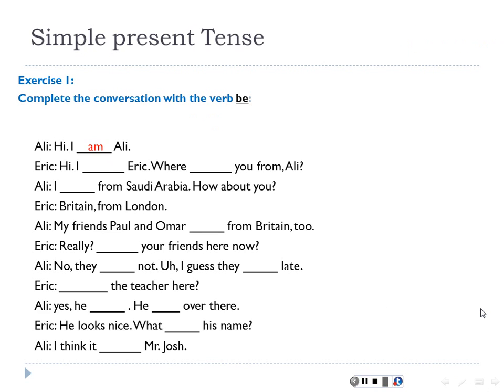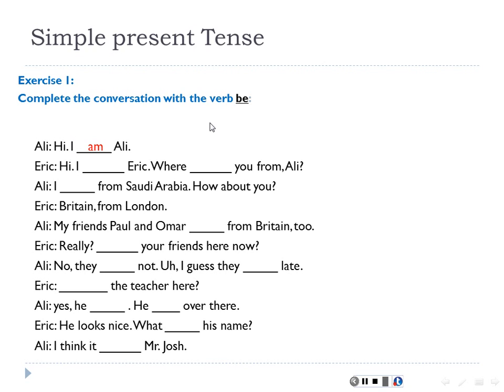Okay, let's check your answers. Now we'll see your answers. We'll see if you have the right answers. I hope you have the right answers. الآن أريد منكم أن تقوموا بمقارنة أجوبتكم مع الأجوبة التي ستظهر على الشاشة, ثم سنناقش. We will discuss why did we use the verb be, which one, is or are. Okay, let's start. The first sentence was Ali is speaking. Hi, I am Ali. We used I am because we have the subject pronoun I.